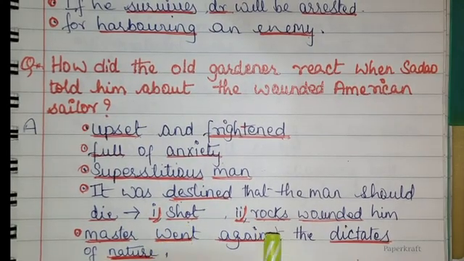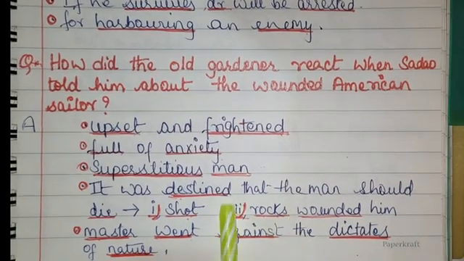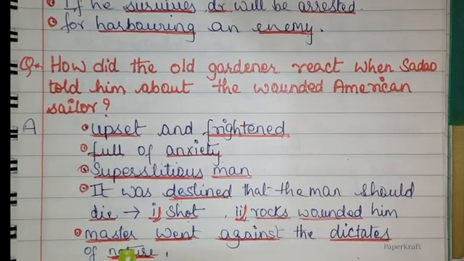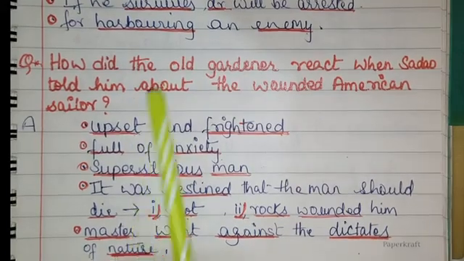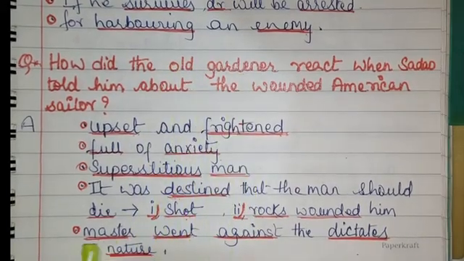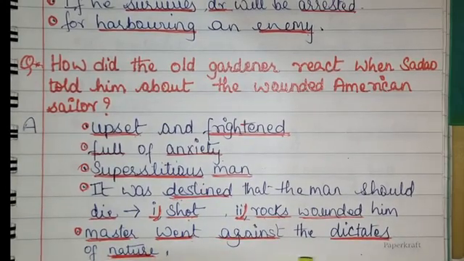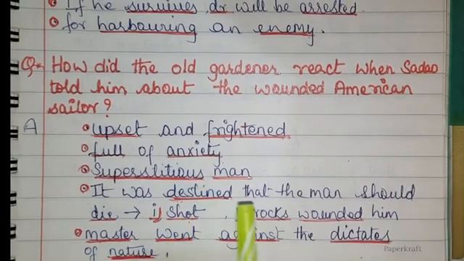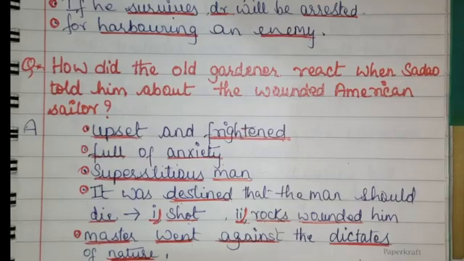Next point, he was wounded badly by the rocks, and rock is also an entity of nature, and then the sea as well. Next, the master went against the dictates of nature. The old gardener thought that the master, that is Dr. Sadao, went against the dictates, that means went against the rules of nature. That is why he was apprehensive about the situation. Okay, I hope it's clear.